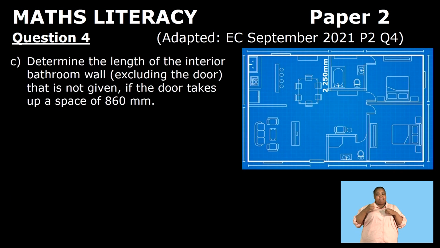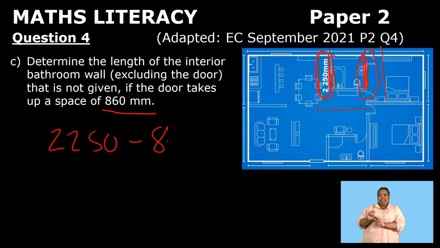Determine the length of the interior bathroom wall, excluding the door that is not given, if the door takes up a space of 860 millimeters. So now we look at this bathroom, and the whole length is 2250, and then you will just take the door out, so you will subtract, and that is how you will get it. Because remember, the distance here is the same as the distance there, and they gave us the distance of this wall, so it's going to be the same there. But now it's going to be 2250 minus 860. Please read carefully from a map.